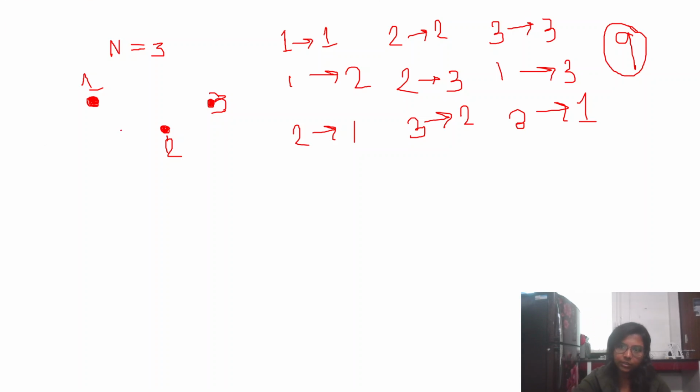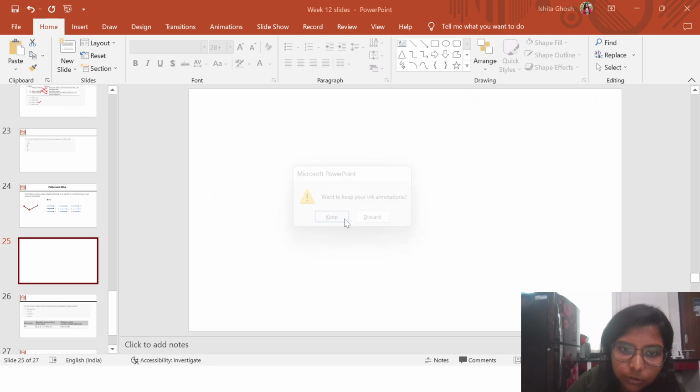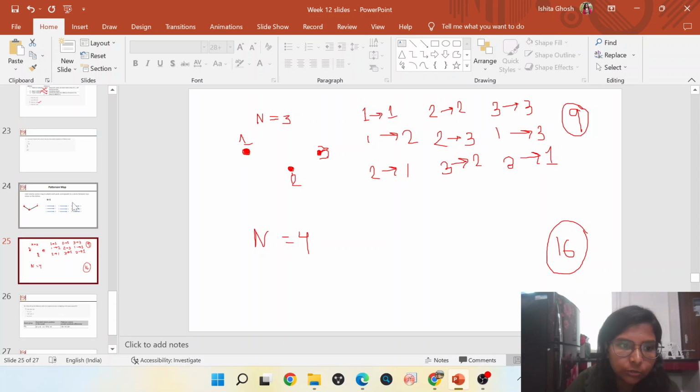So for 3 we are getting 9, and if we do for n equal to 4, we will get 16. So it is given by a relation of n square. You have to remember it, or even if you don't remember, you can just work it out anytime.